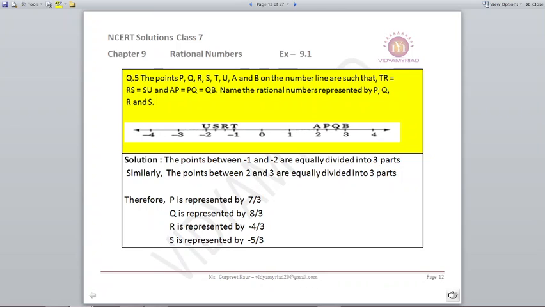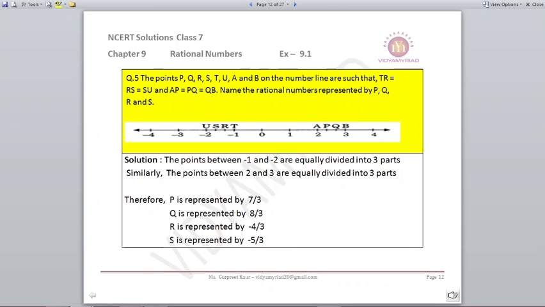Now P is represented by 7 upon 3 because there are 3 equal parts. 3 parts will be between 0 and 1, and between 1 and 2 also. So between 0 and 1, 3 parts. Between 1 and 2 also 3 parts. 3 and 3, 6, plus 1, P is 7. So 7 upon 3. Like that we will count.